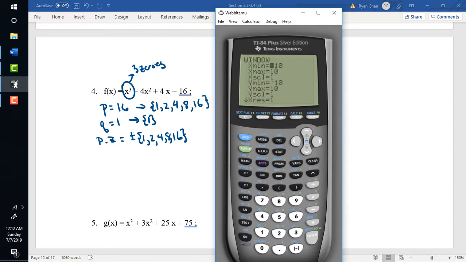Now, when I graph this, I'm going to set my window, right? So I'm going to go from negative 16 to 16. The reason why is because that's part of my potential zeros, and I want to make sure that I don't cut off a potential zero that may cross or touch my x-axis. Okay, so we're going to graph it. Okay, so let's go back to negative 10 to 10 so we can see clearly. So it looks like it crosses at x equals 4.